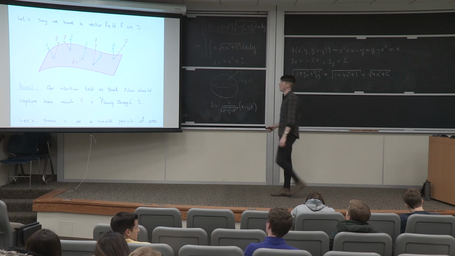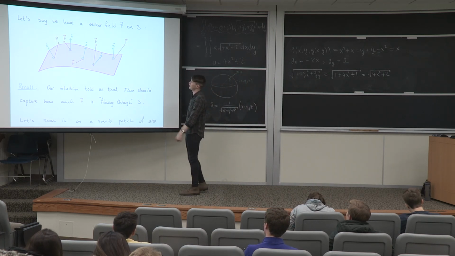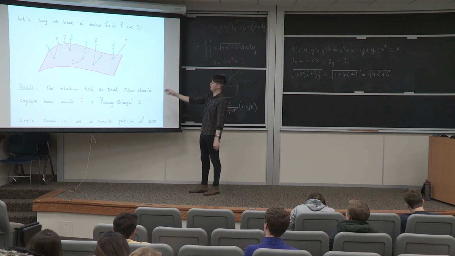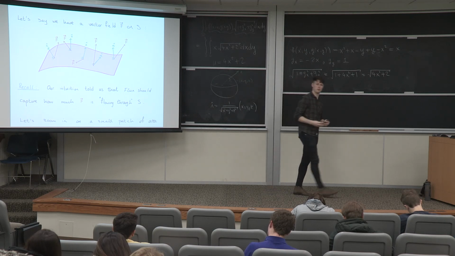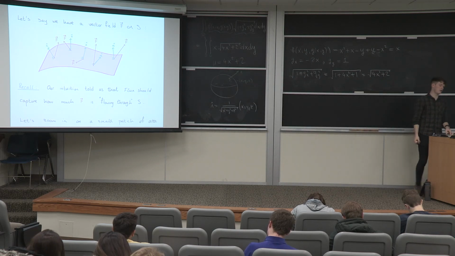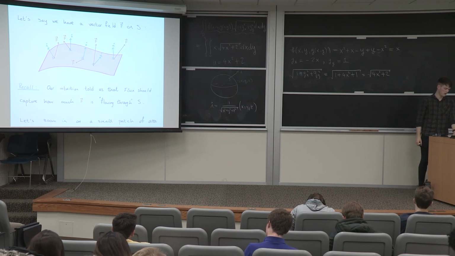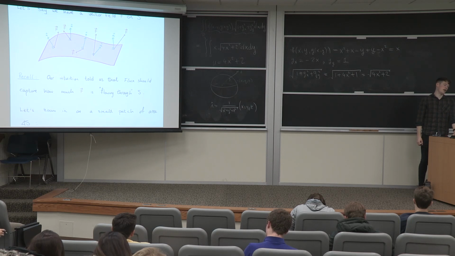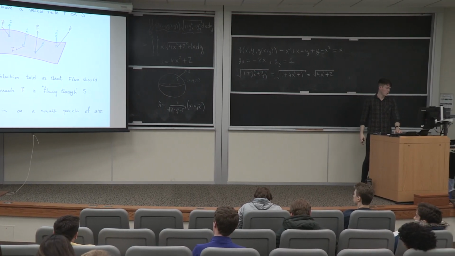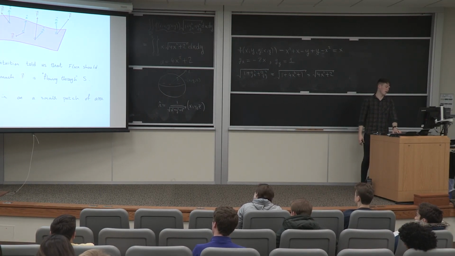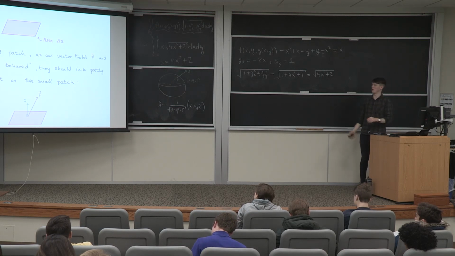So, recall from the examples we talked about at the start that we had this core idea that the flux should capture how much F flows through S. How much F is causing things to flow through S. As with establishing all these formulas, what are we going to do? If we want to establish something on all of S, we're going to take a patch and zoom in. So let's zoom in on a patch of area delta S. Here's our patch of area delta S.